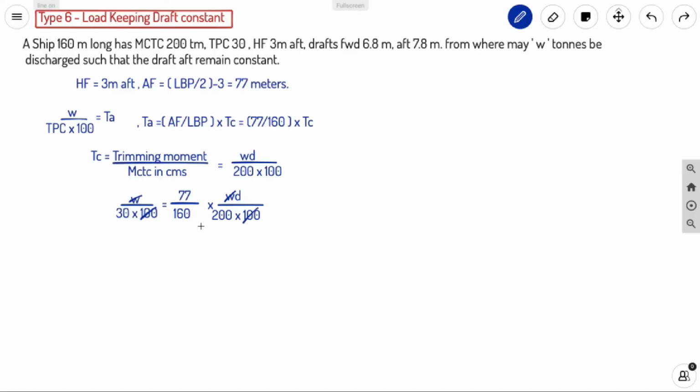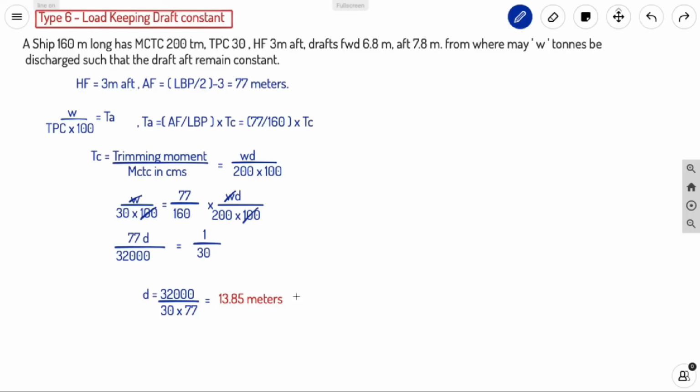On this side it will be 1 by 30, and on this side it will be 77D divided by 160 into 200. So 77D divided by 160 into 200 is equal to 1 by 30. You can find the value of D from here easily. That will be 32,000 divided by 30 into 77, and the answer is 13.85 meters. So that is the value of D.